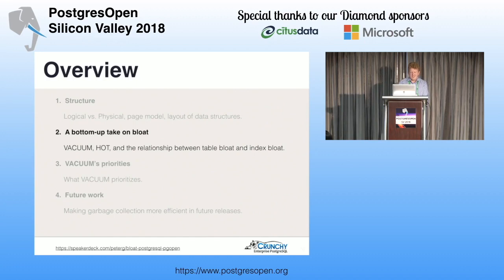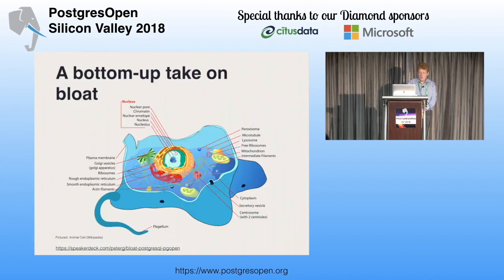So here's the actual bottom-up take. We're going to talk about vacuum, HOT, and the relationship between index and table bloat. This is an image of a generic animal cell. It's kind of a visual metaphor, something I have a weakness for.